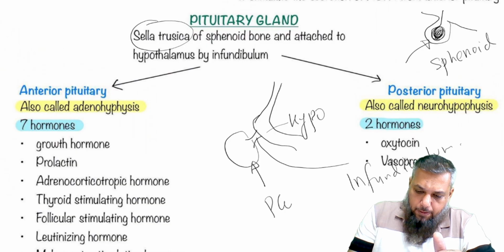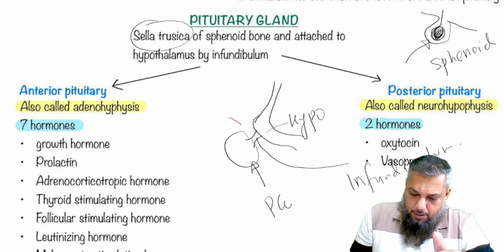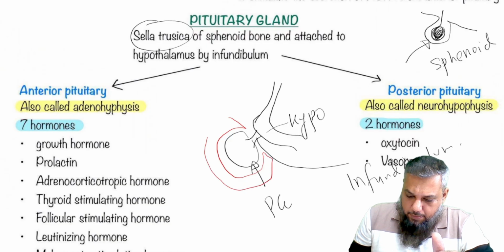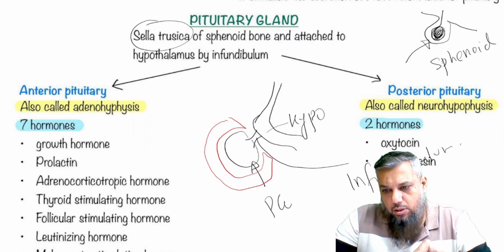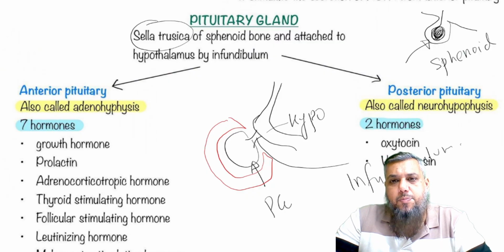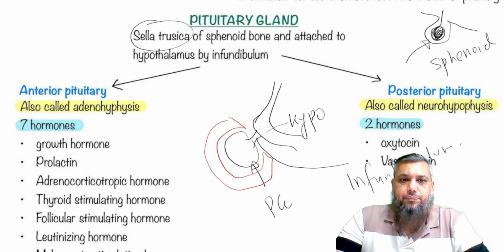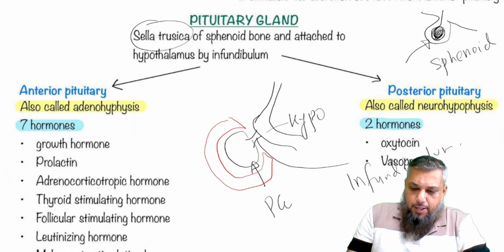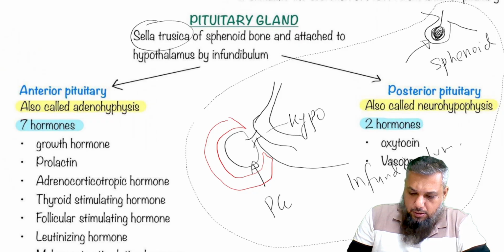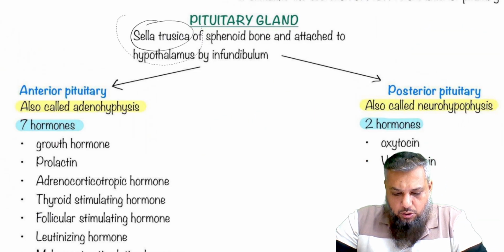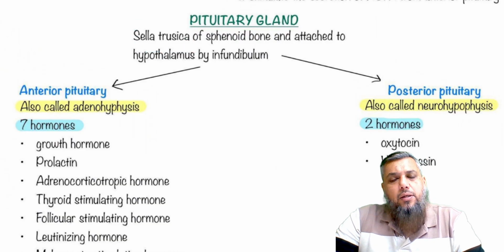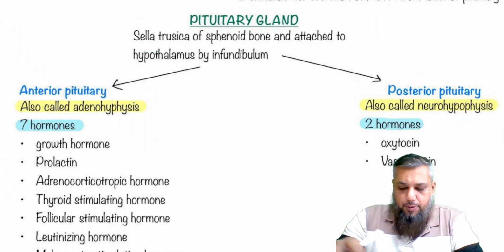And it is located in the sella turcica of the sphenoid bone of the skull. The pituitary gland is divided into two parts, the anterior pituitary and the posterior pituitary.